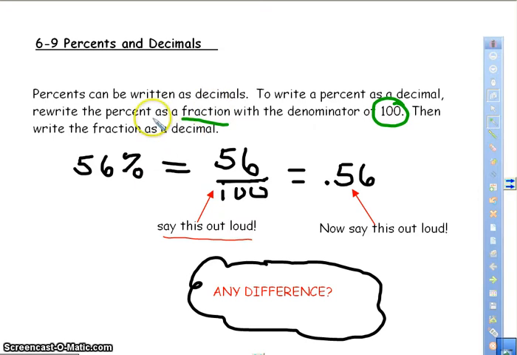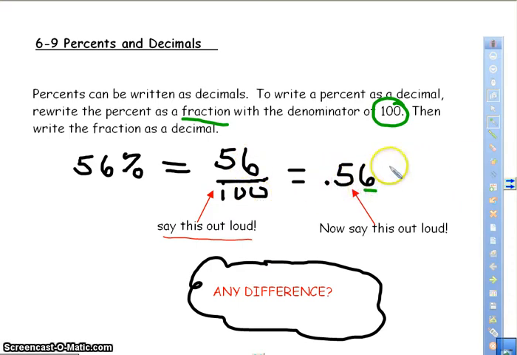Remember, percent means per 100. Then you're going to write the fraction as a decimal. So 56% is 56 over 100. That's my ratio. If I say this out loud, that means 56 hundredths. Now we know from 2 days ago when we wrote our fractions as decimals that you're using place value to write your answer. So 56 hundredths is the same thing as 0.56.